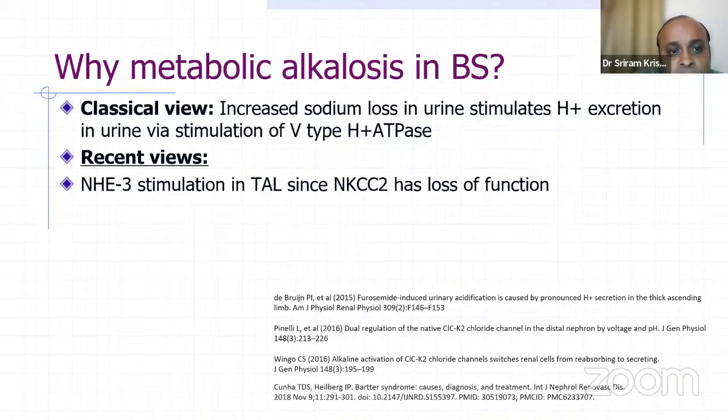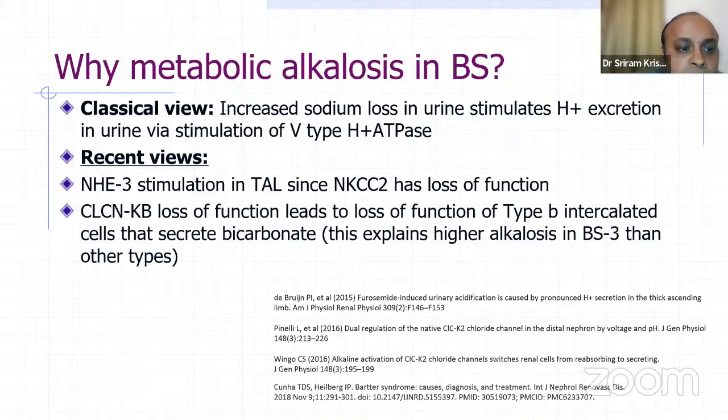This stimulation is ultimately because of the NKCC loss of function. So you get metabolic alkalosis. And similarly, type 3 Bartter, which is the classical Bartter, has a CLCNKB loss of function mutation. This leads to loss of function of the type B intercalated cells, and these type B intercalated cells also secrete bicarbonate. So that is why you have a higher metabolic alkalosis in Bartter syndrome type 3 than in the other types. So these are some other recently proposed mechanisms why metabolic alkalosis ultimately occurs in Bartter syndrome.